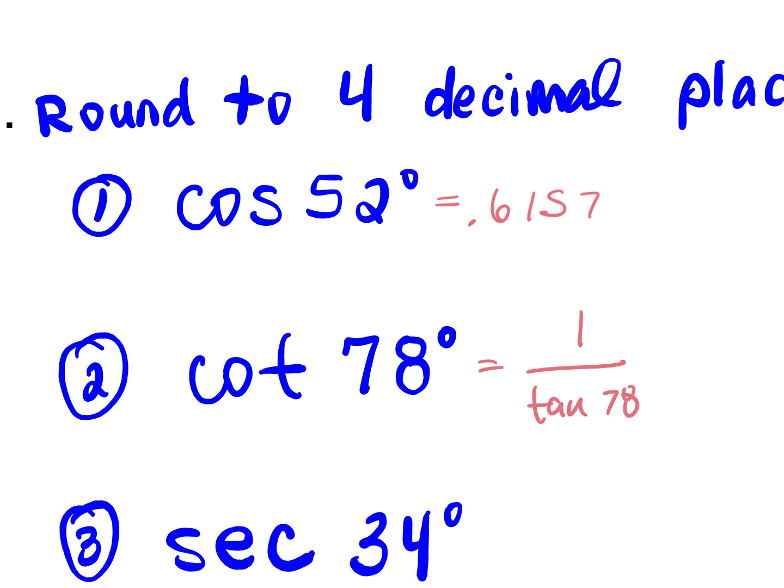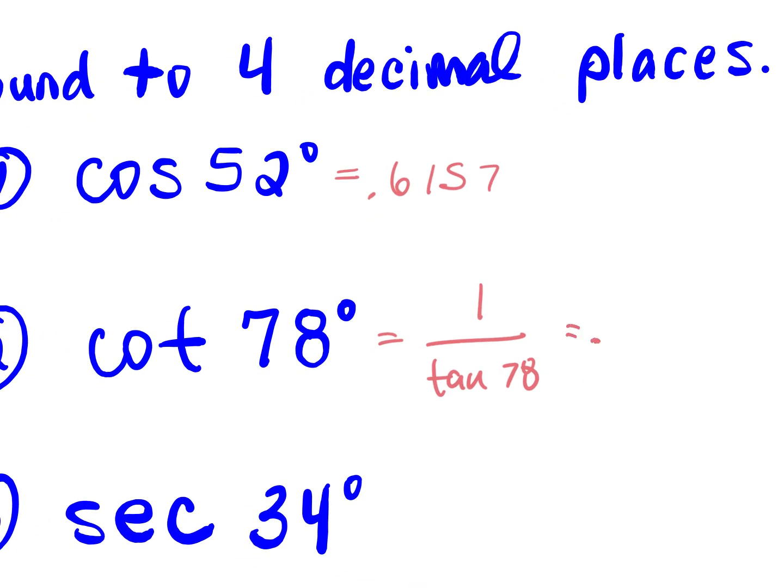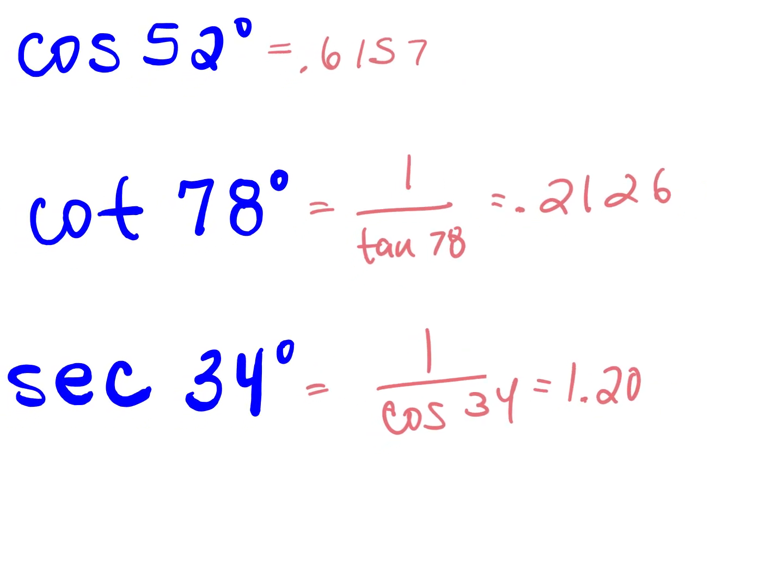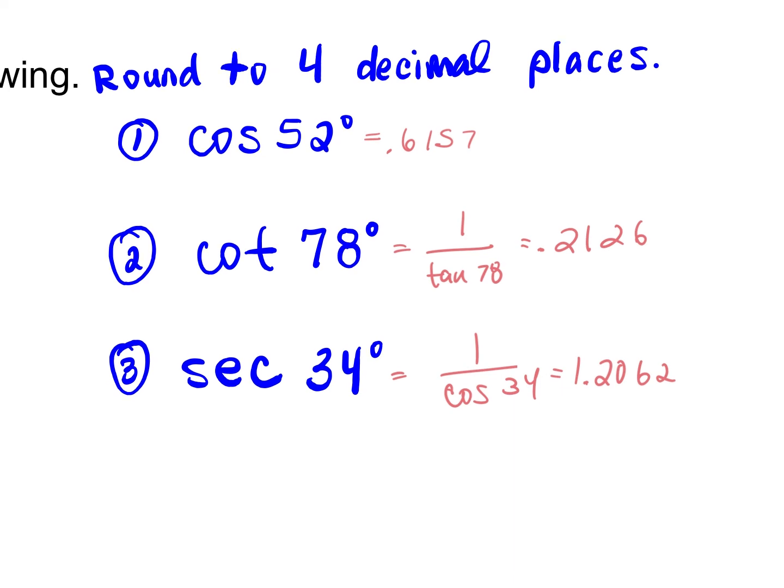Good. 1 divided by tangent 78. 0.2123. Yeah? 0.2126. Why did I say 3? I have no idea. Thank you. There's a 3 at the end of mine. All right, secant. What's secant? 1 over cosine. Good. 1 divided by cosine 34. 1.2062. Okay, good.